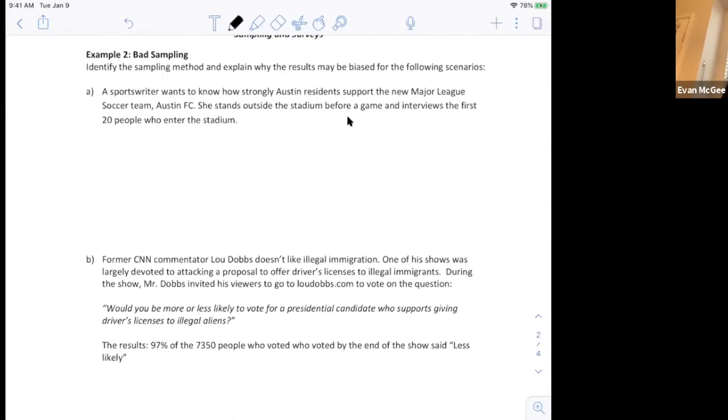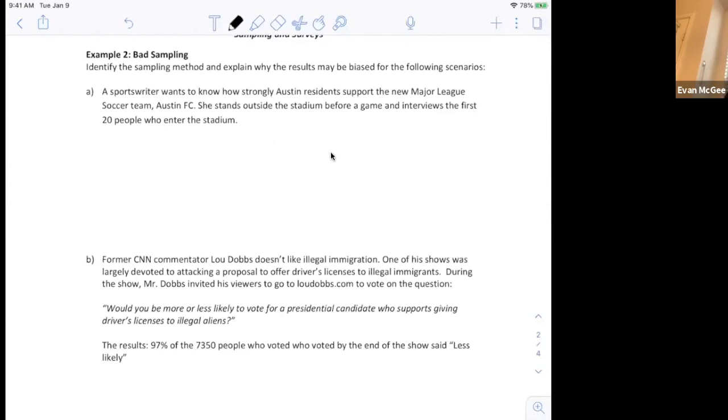So first, the type of sampling method, this is a convenient sample because it's convenient for her to stand outside the stadium and interview the 20 people that enter. This will obviously lead to an overestimate of the proportion of people who support Austin FC, because she's only selecting people who have already elected to go to the game. So they're obviously going to be in favor and support the team.